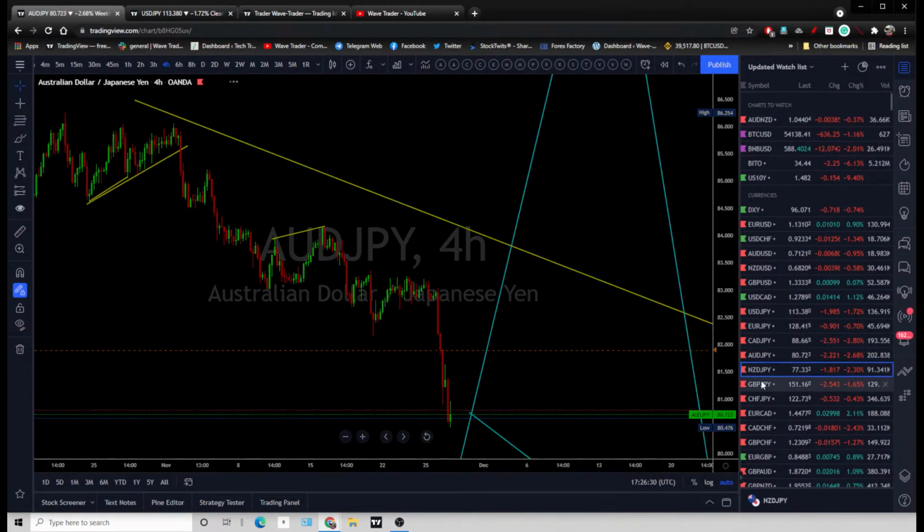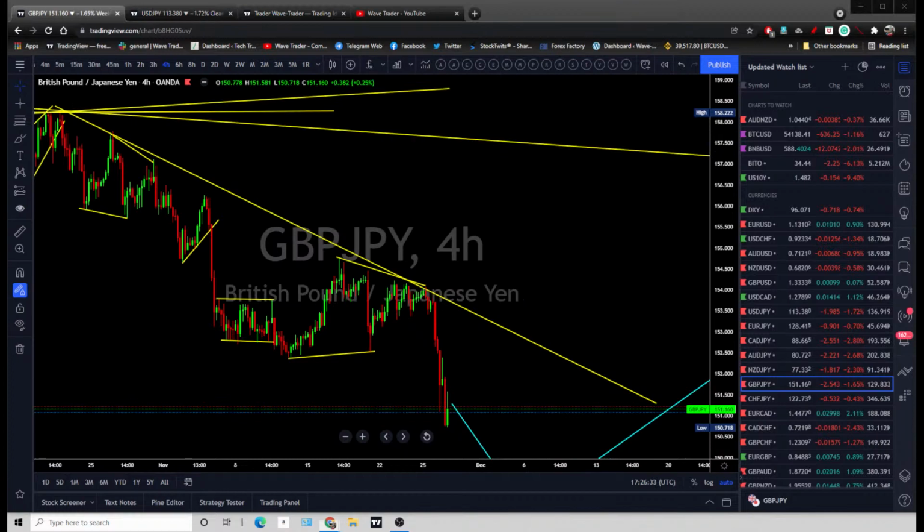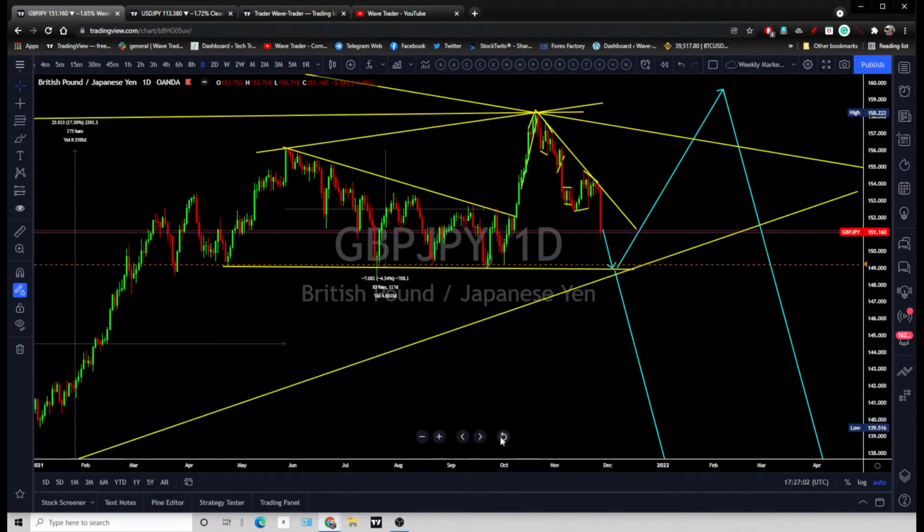These 5 charts you can still chase, these 5 charts are still tradable. CAD Yen, still potential there. Aussie Yen, still potential there. Kiwi Yen, still potential there. Pound Yen, still potential there. Swiss Yen, still potential there. So if you miss the Euro Yen, you can still trade on them. Now let's look at the daily one quickly.